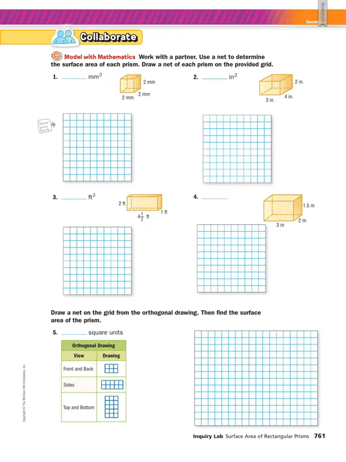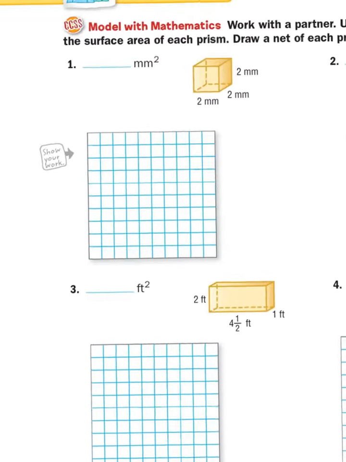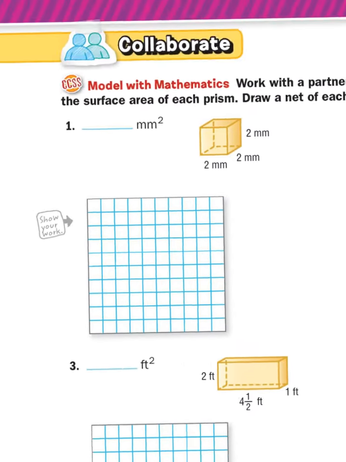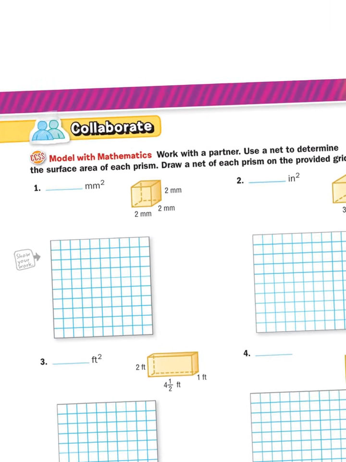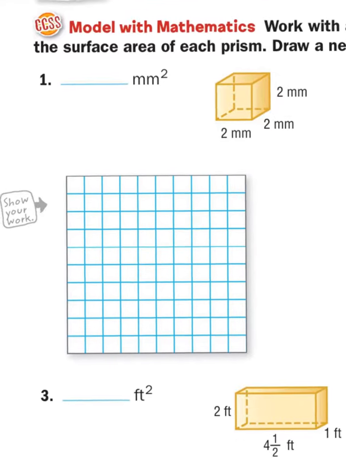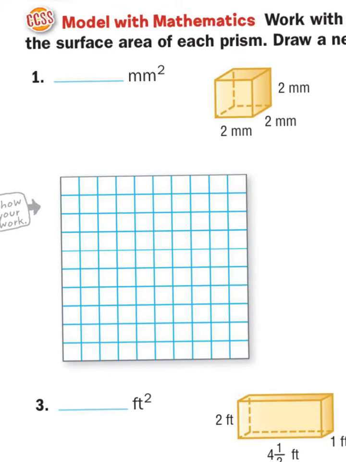Here's what we're going to do. I'm going to do 2 of these with you, and you are going to do these 2 on your own. And then we'll kind of get you set up with this one too. This is like the investigation we just did. So in number 1, it says work with a partner, use a net to determine the surface area. So we are going to take that cube, and I know it's a cube because it's 2 by 2 by 2, and we are going to draw it.